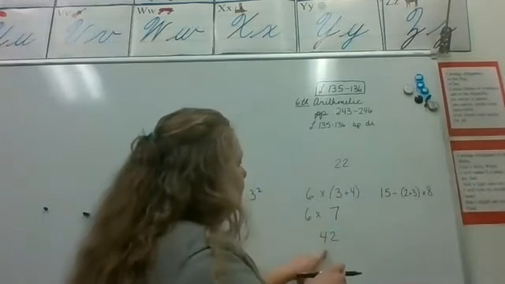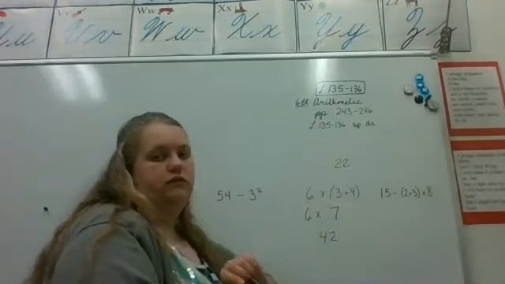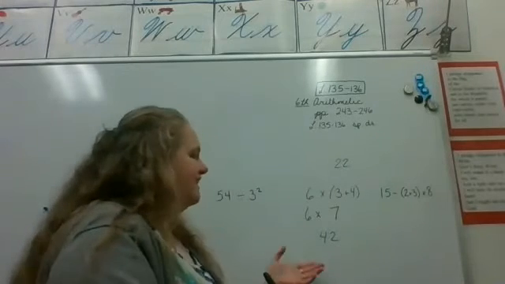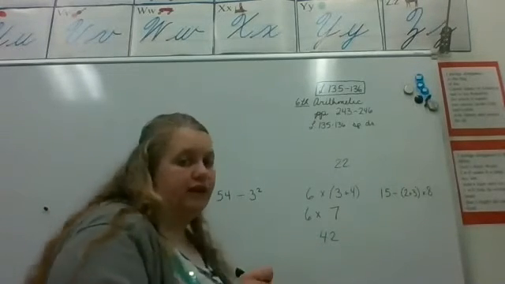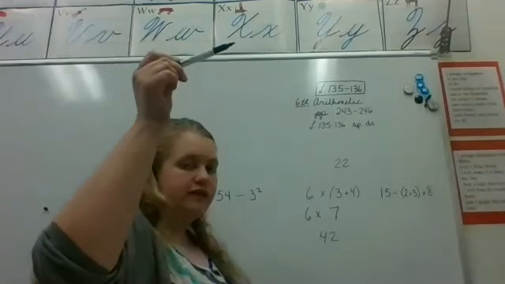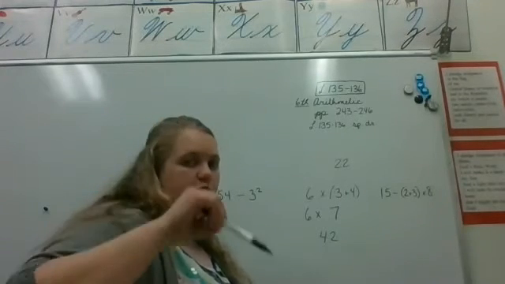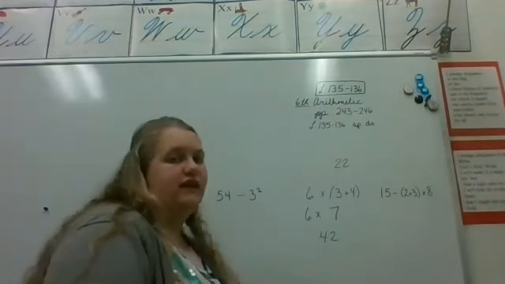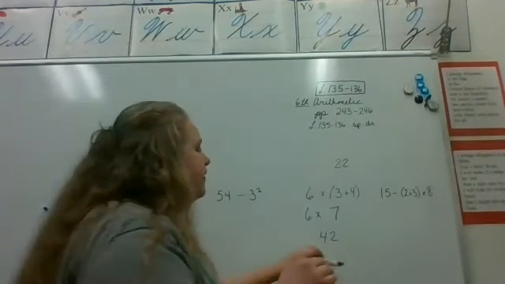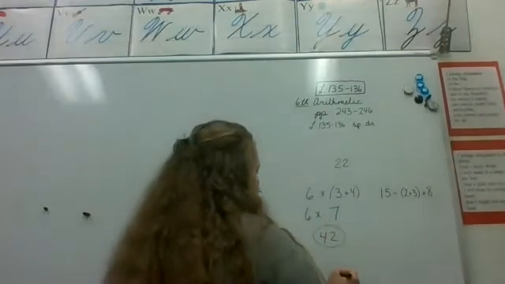6 times 7 is 42. Now, is 42 different than 22? Yes, it is. So that is why it's important to follow the order of operations, okay? You have parentheses, powers, multiply, divide, addition, subtraction. That's the order it goes in, and it's every single time, okay? So 42 would be the answer to that one.